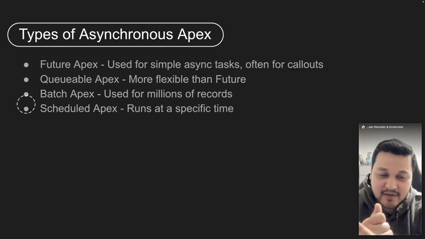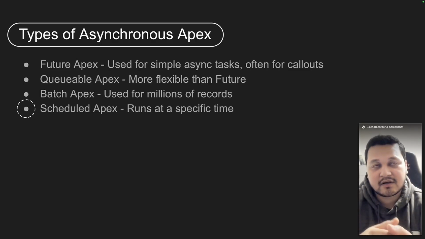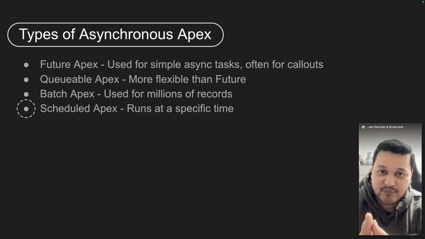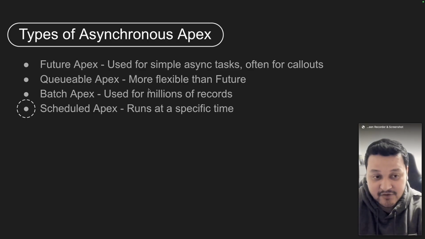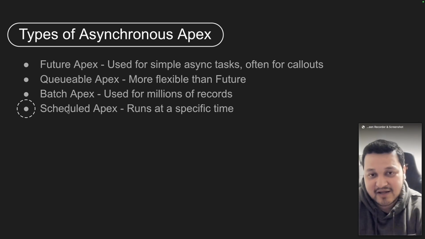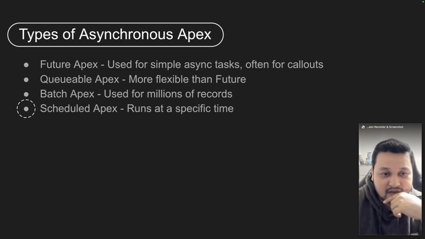Then you have Scheduled Apex. Scheduled Apex is basically when you want to run a particular action at a particular time of the day. You want to run it weekly, monthly, or every 5 minutes, every 10 minutes. That's when you use Scheduled Apex. Within scheduled Apex, you can call a batch class or a queueable class. You cannot call a future method from scheduled Apex. And within scheduled Apex, you can also have separate logic which is just for scheduled Apex.